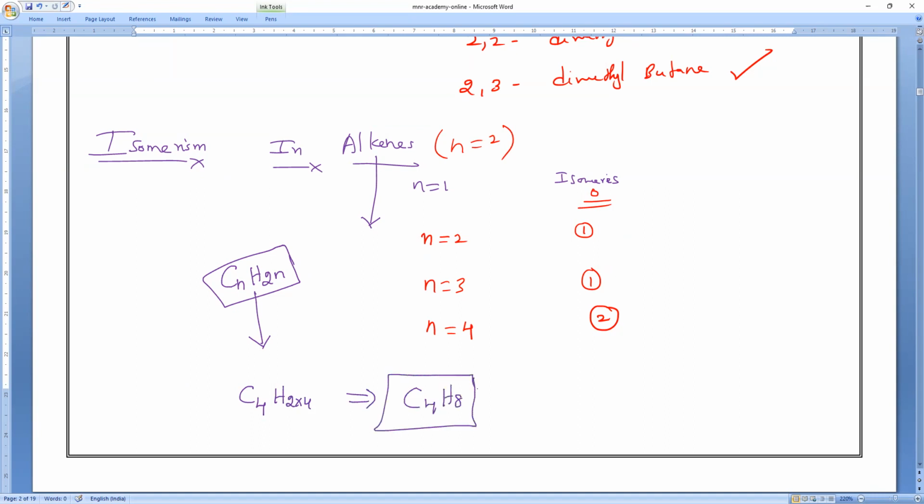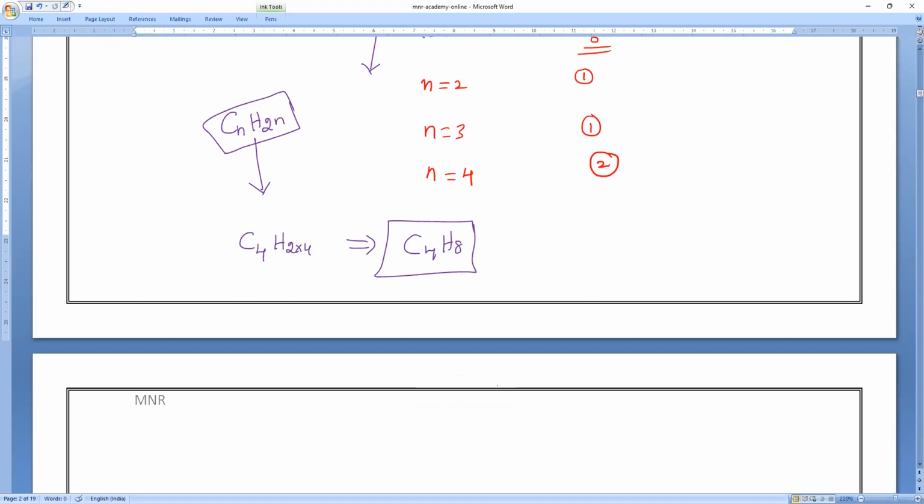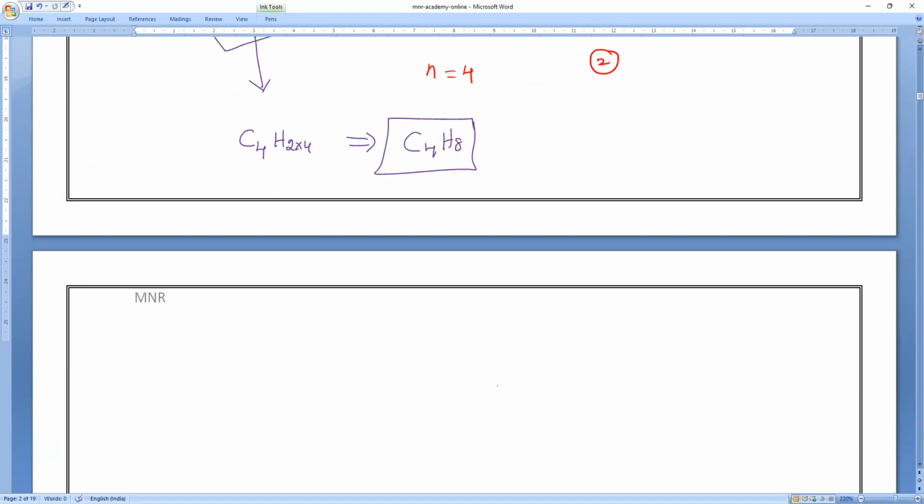Alkenes means at least how many double bonds, everybody? At least one double bond. I have already written the alkene structures. What are the isomers of butene? What is the first one? Can you tell me? Let me write it.